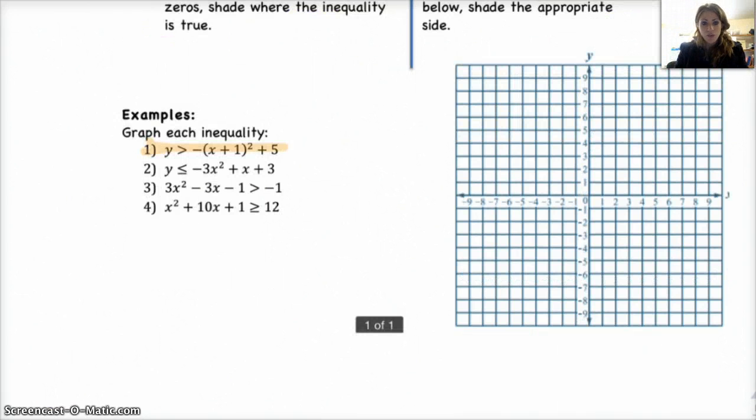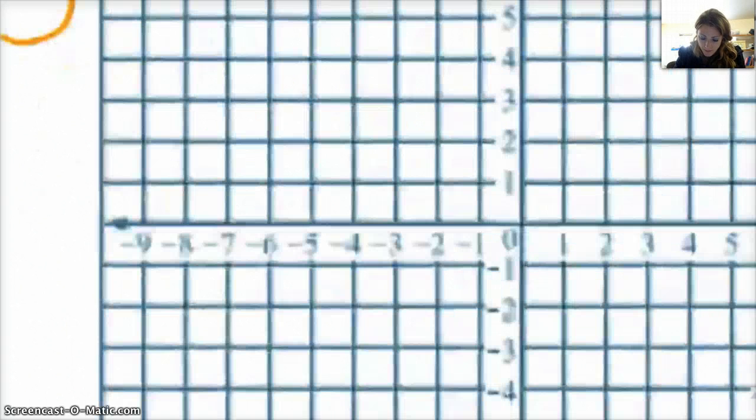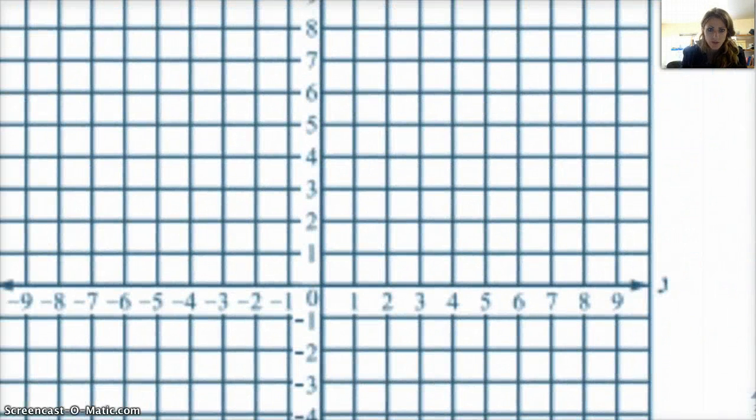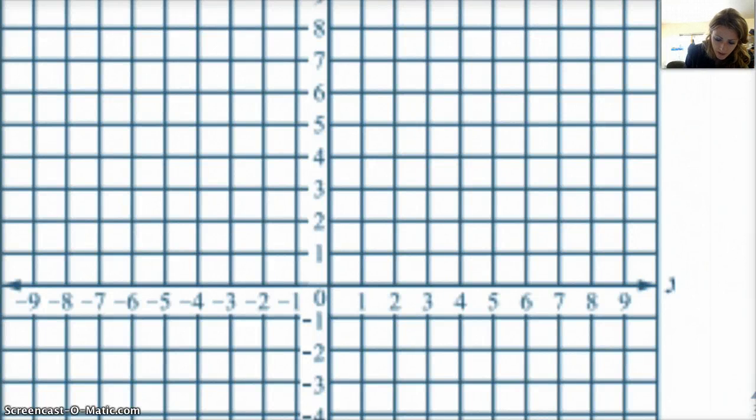Alright, so let's graph that first one. y is greater than negative (x plus 1) squared plus 5. The nice thing is this one's in vertex form, so we know what the parabola looks like, right? That negative means it's upside down, it's flipped across the x-axis. The plus 1 on the inside means it moved left 1 and up 5, which means my vertex is negative 1, positive 5. Right, so on my graph here, negative 1, positive 5.